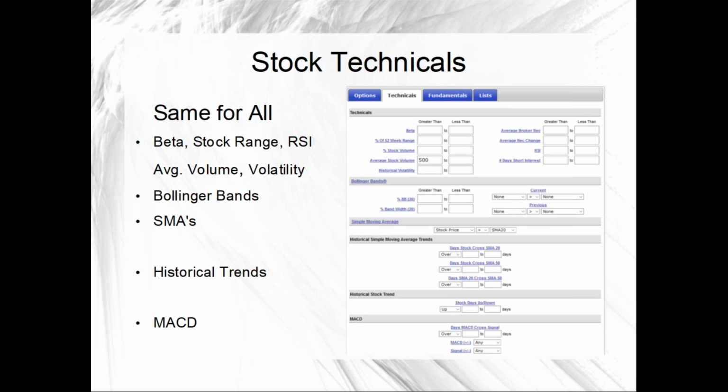So you can set a variety of different percent ranges for the Bollinger Band or the Bollinger Band width. Simple moving average features, looking for stocks that are above or below a 20 or 50 or 100-day moving average. And of course, there are also fields for historical trends, number of days the stock's up and down, or days above the SMA 20 or 50, and of course, the MACD filter that you can use in all strategies also, okay?